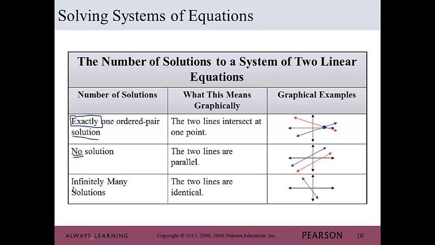And then infinitely many solutions. This time when we graph the lines, they actually lay on top of each other, meaning they are identical. So they intersect an infinite number of times. So we will say the solution is infinitely many.